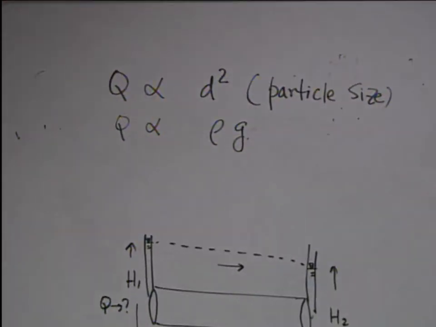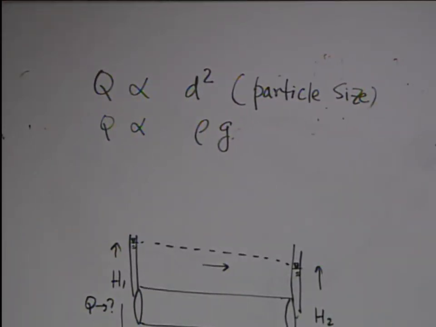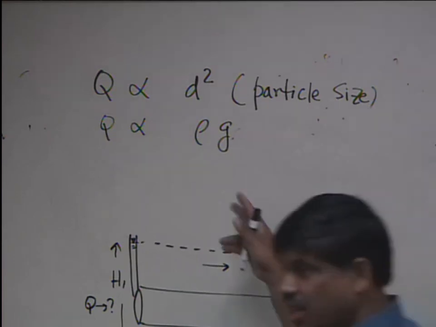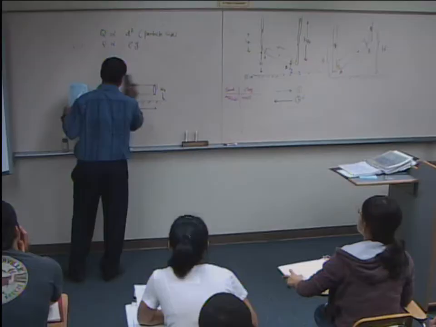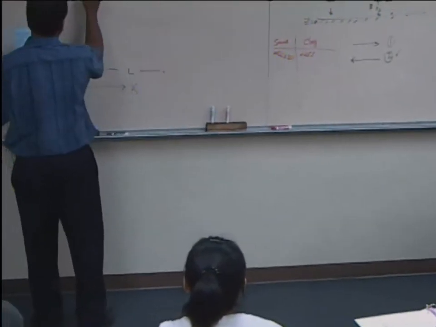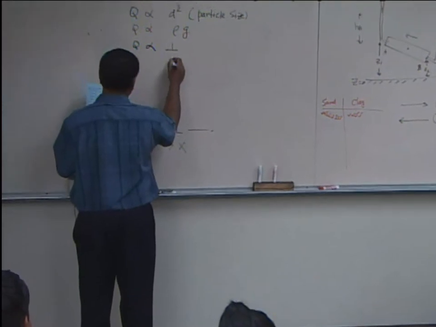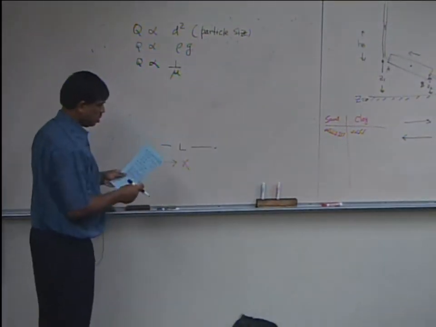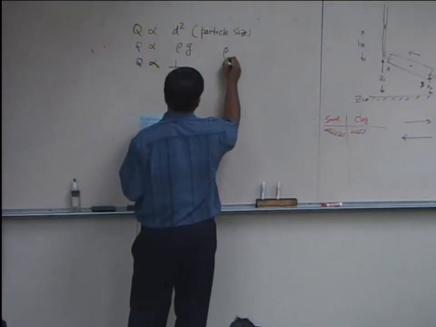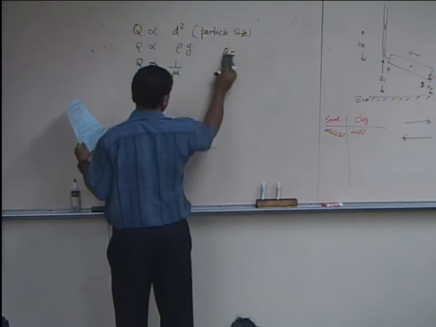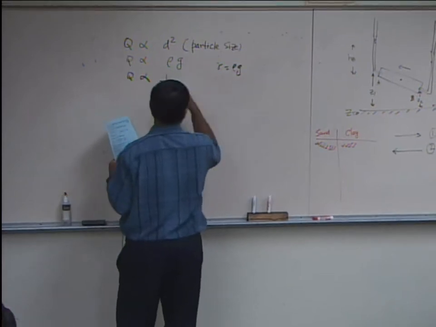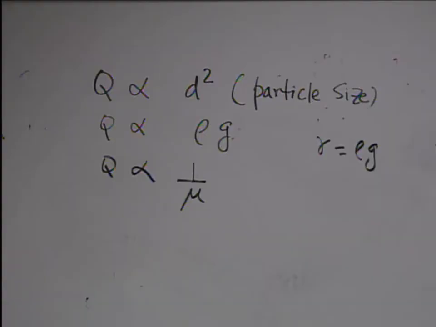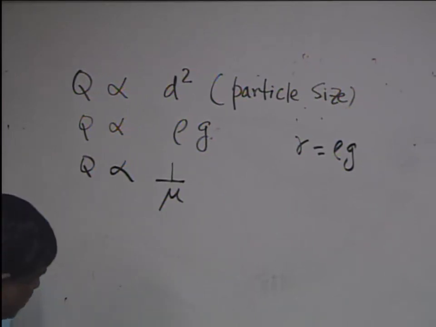Darcy did very simple experiments with sand columns. Q is directly proportional to rho g. And then if you change the viscosity of the fluid, you will find Q is inversely proportional to viscosity. Now, note the specific weight gamma is equal to rho g. So with this information, I can write the so-called expanded version of Darcy's law.